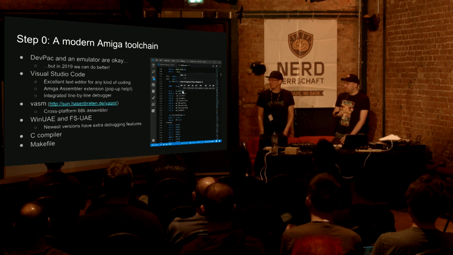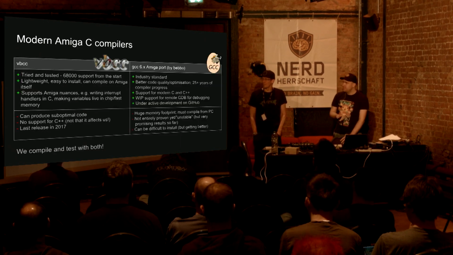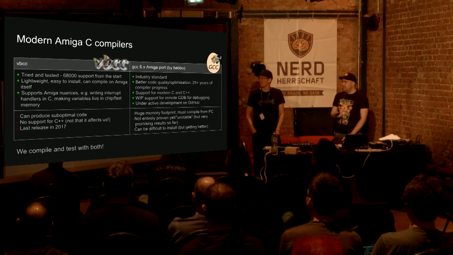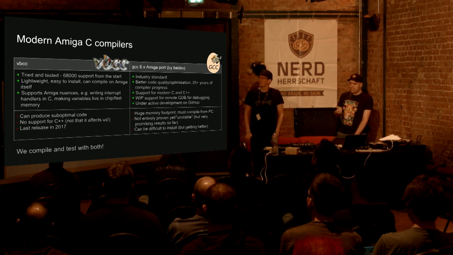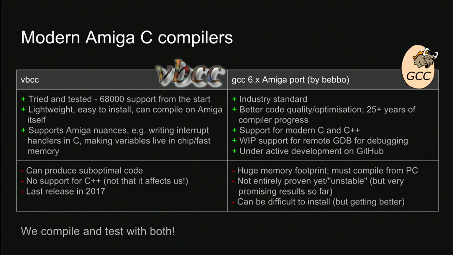Then we want to bring in a C compiler so we could rewrite some of the non-critical stuff in C. We're currently using a makefile to build everything. There are two modern Amiga C compilers that are quite relevant these days. One of them is VBCC, which has been established for quite a long time. It's had 68K support, I think, from the very start. It's pretty lightweight. You can just unzip a couple of things and you've got the whole thing set up. You can compile on the Amiga itself if you want. It supports some Amiga things like marking certain variables as chip RAM or fast RAM, or writing safe interrupt handlers. It does have a couple of drawbacks though, like some of the code it generates is not quite as optimal as it could be.